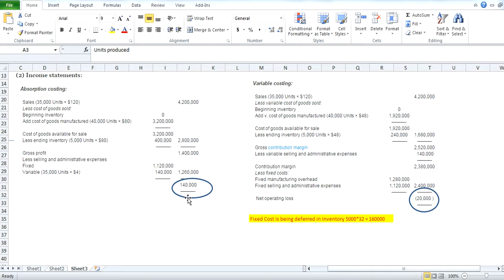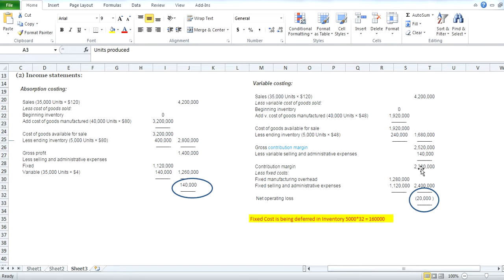Looking good. Then we go over to the variable costing side. Our sales number doesn't change. Our cost of goods manufactured is going to be the 40,000 units produced multiplied by our $48 cost. Our goods available for sale, 1.9 million. And again, we have to subtract the ending inventory that hasn't been sold. So 5,000 units times 48 is 240,000, giving our cost of goods sold. Our gross contribution margin, in the contribution margin income statement.